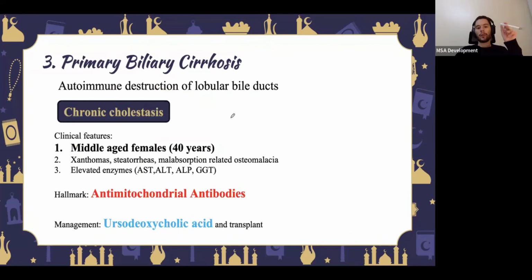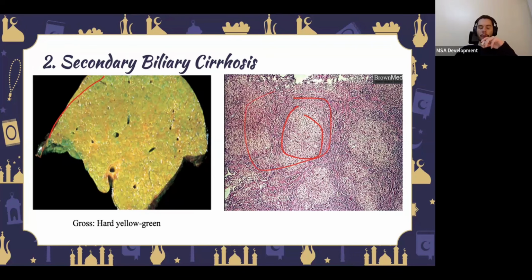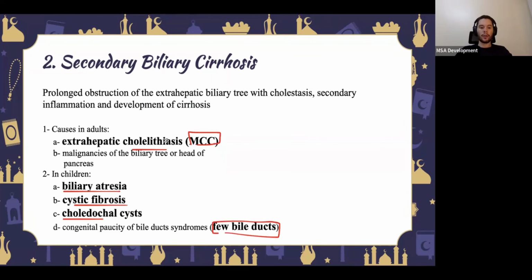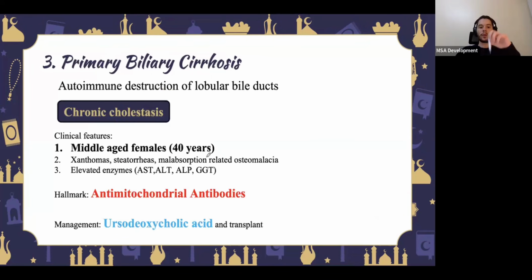Then you have primary biliary cirrhosis. Similar to secondary biliary cirrhosis, the concept is you cannot excrete the bile, and the bile starts backing up. But in primary biliary cirrhosis, the cause is an autoimmune destruction. Over here, you know the cause in secondary; it happens because of one of those things. In primary biliary cirrhosis, the cause is unknown, and they said it is an autoimmune destruction.